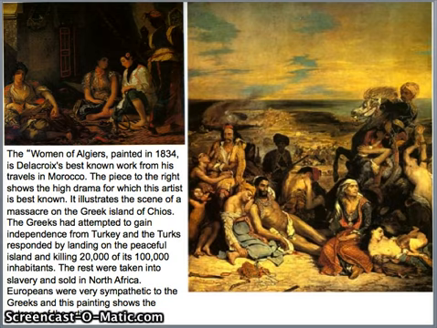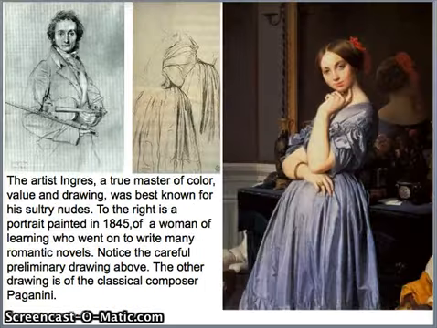On the right, we have the scene of a terrible massacre that was on the island of Chios, where the Greeks had attempted to gain some independence from Turkey. And the Turks ended up killing 20,000 of the 100,000 inhabitants, and the rest were taken into slavery and sold. So this was sort of his own way of doing political art and protest.